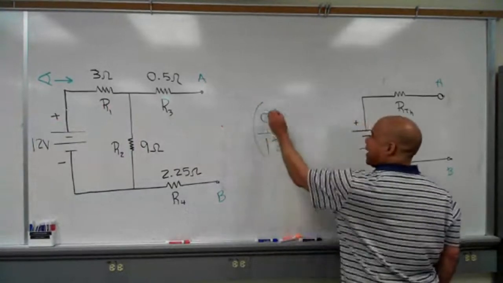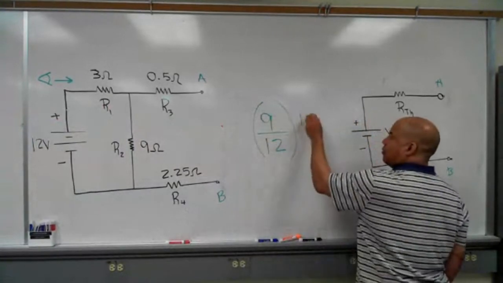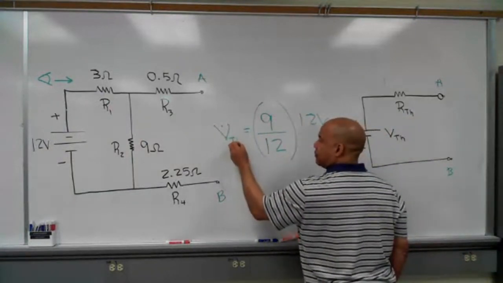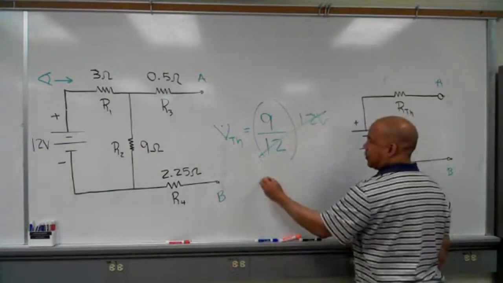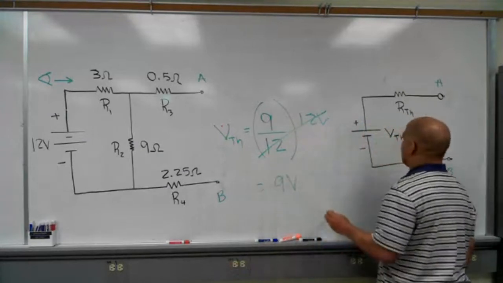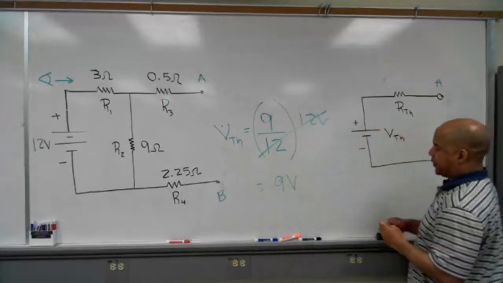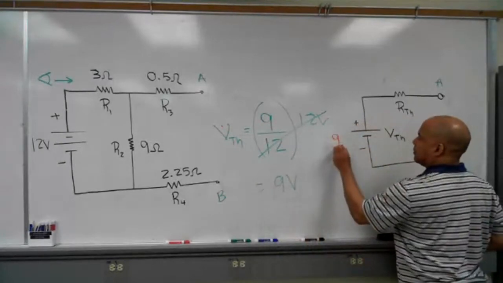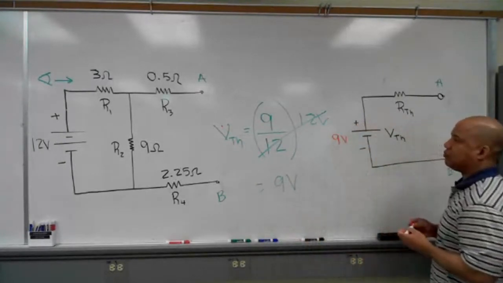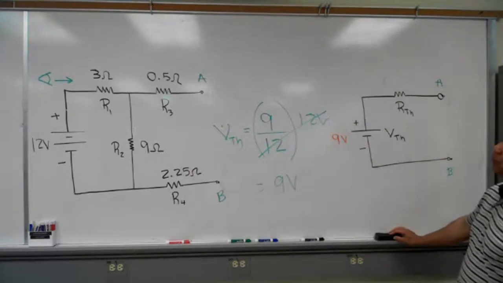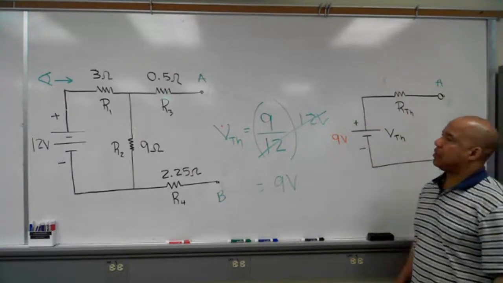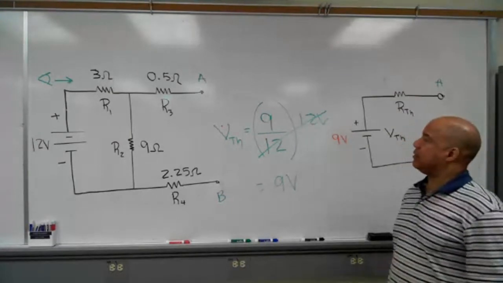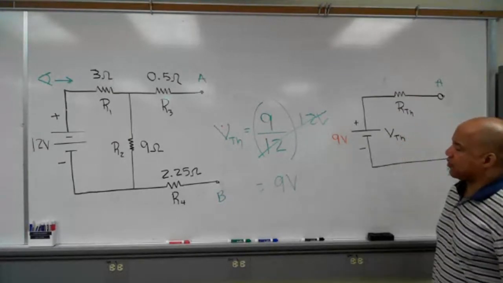So I multiply that fraction by the total voltage, and that'll give me VTH. We get 9 volts. So for VTH, I got 9 volts. Next step is to find RTH. So go ahead and see if you can find RTH for me.